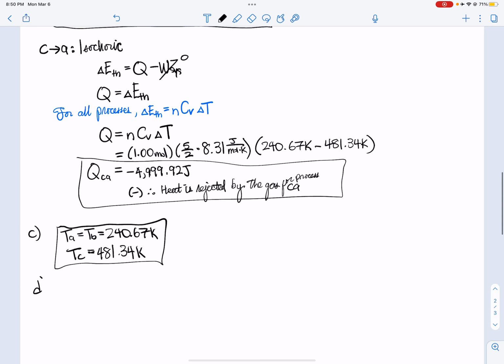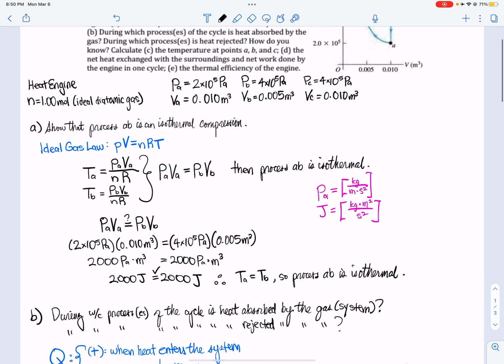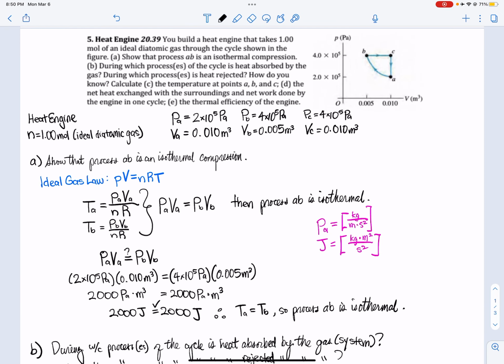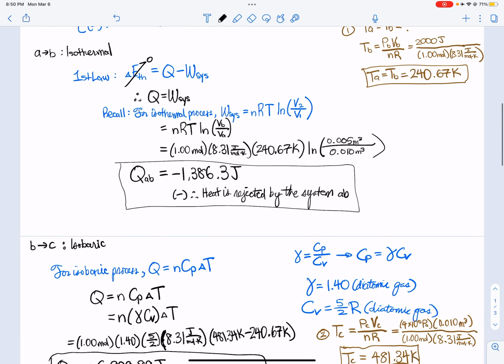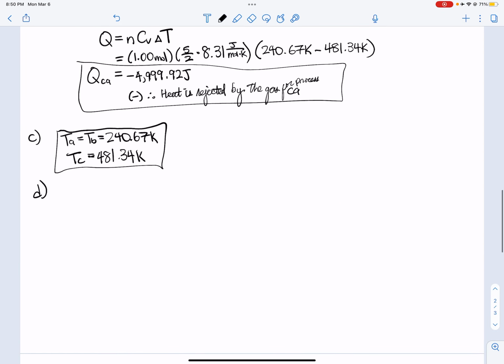All right, now what about part D? Part D, let's calculate the net heat exchanged with the surroundings and net work done by the engine in one cycle. Net is just another word for total, right? So calculate the total heat exchange or heat transfer with the surroundings and the total work done by the engine in one cycle. Okay, so guys, to do that, I'm just gonna use, so we're looking for Q total or net Q, and work total or net work, right?